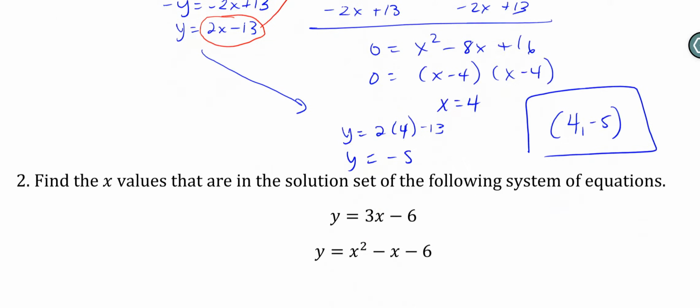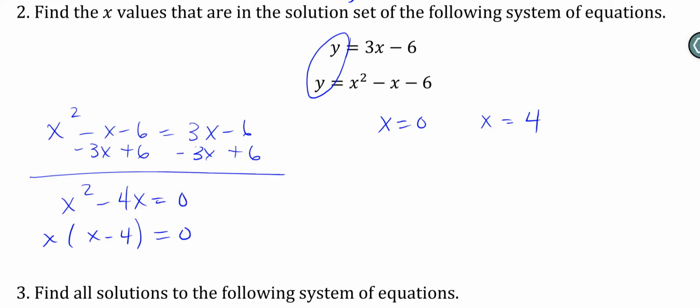Number 2 is very similar to one that we did in class. So both of these y values are the same, so I can set them equal to each other. So now I have x squared minus x minus 6 equals 3x minus 6. So if I subtract 3x and add 6, I get x squared minus 4x equals 0. Remember about GCF, so I have x times x minus 4 equals 0. So I have x equals 0 and I have x equals 4 as my two x value solutions.